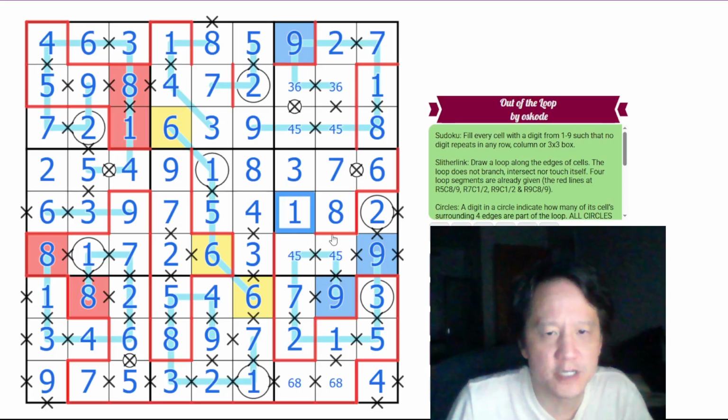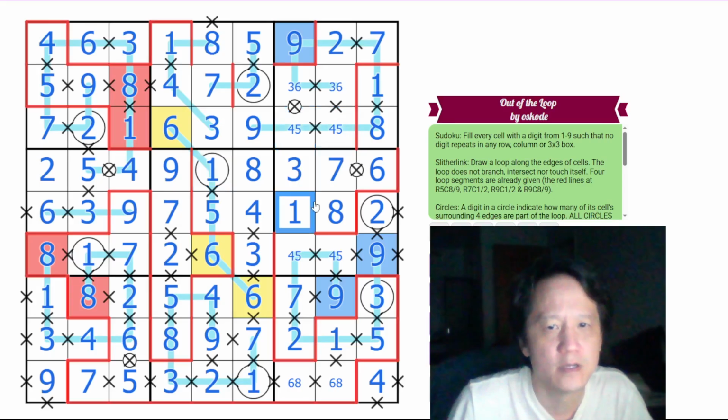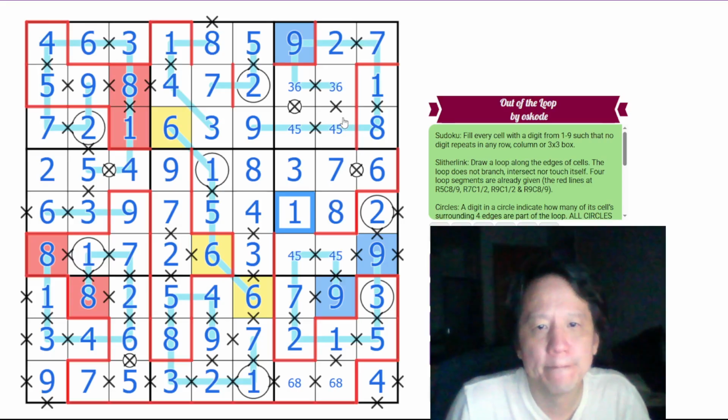If it just connected to here, this would be one Slitherlink cell around. Well, technically it could go down here. So that actually could work as long as this goes that way weirdly. So that's no good.